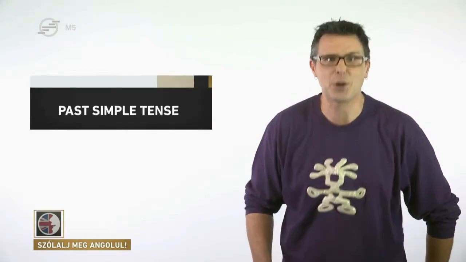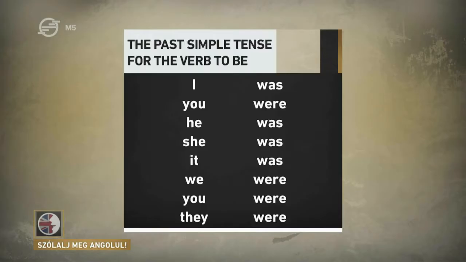Past simple again. Okay, so you probably remember that yesterday we started to look at the past simple tense. Do you remember? You do? Oh, good. So let's quickly run through what we learned yesterday. Well, yesterday we learned the positive form of the verb to be in the past simple, like this. I was, you were, he was, she was, it was, we were, you were, they were.